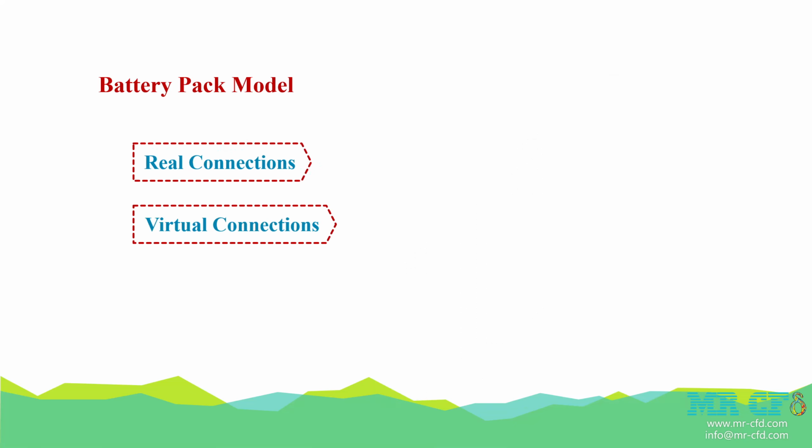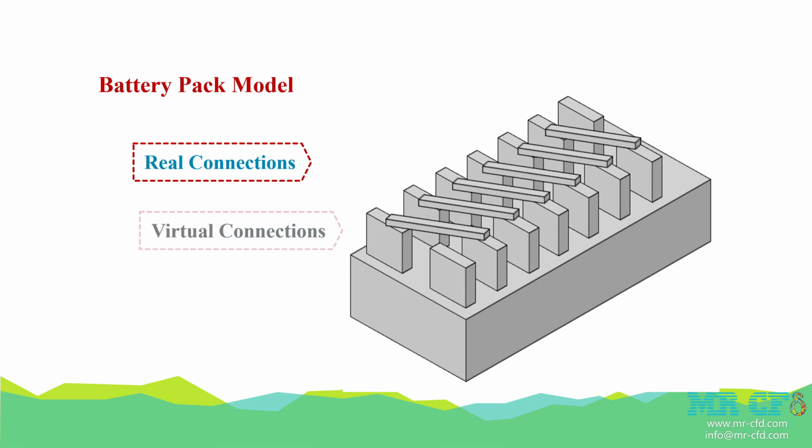In the battery pack, there are 2 ways to connect the single batteries: real connections and virtual connections. The real connections are created by bus bars. It means that the bus bars are physically modeled and considered in the computational domain of the model.